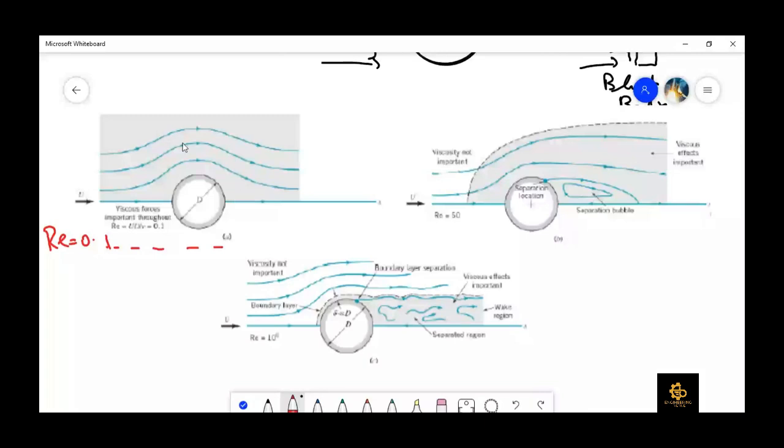And then there is another thing, that the streamlines are symmetrical. Let me write. Streamlines are symmetrical. How are they symmetrical? If I draw a vertical line from the center, you can see that whatever the streamline was here, the mirror image is on the right-hand side. So the flow is symmetrical, and there is no flow separation.